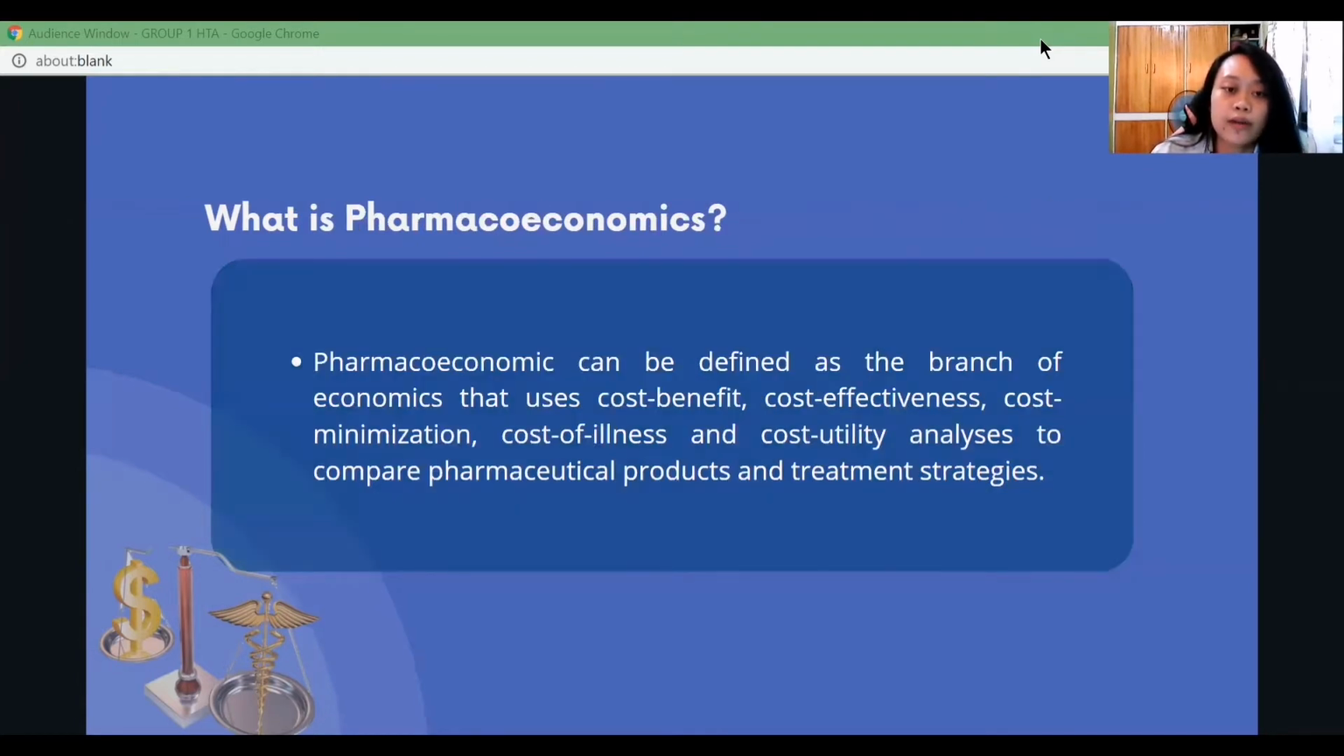Next, what is pharmacoeconomics? Pharmacoeconomics can be defined as the branch of economics that uses cost-benefit, cost-effectiveness, cost minimization, cost of illness, and cost-utility analysis to compare pharmaceutical products and treatment strategies. Those I mentioned above, cost-benefit, cost-effectiveness, cost minimization, and others, are the types of economic evaluation under your pharmacoeconomics.